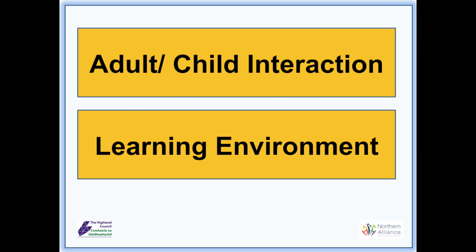The second element that we consider is the quality of our learning environment and how our learning environment supports children's development. Seeing these two elements woven together, we need to reflect how our adult-child interactions support children's development within our learning environment.